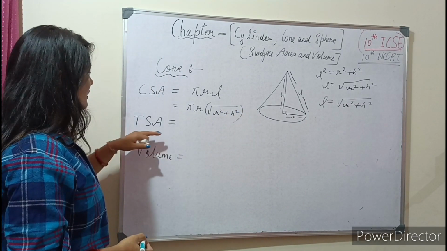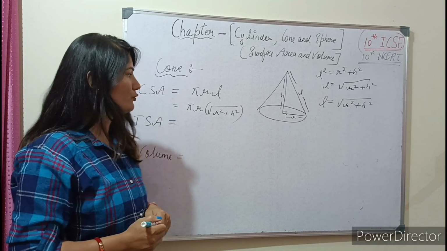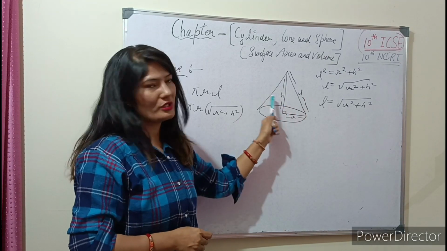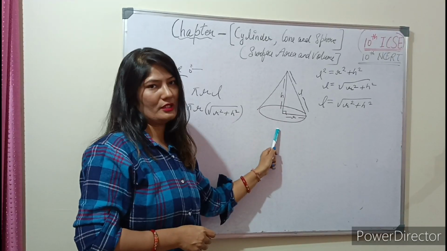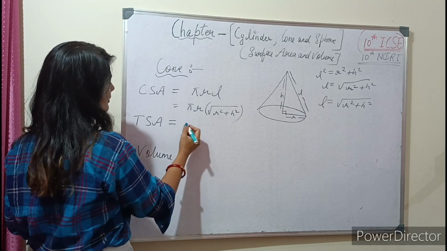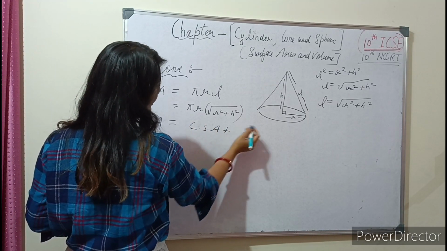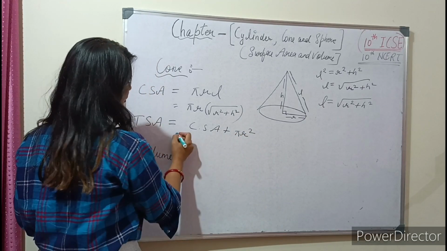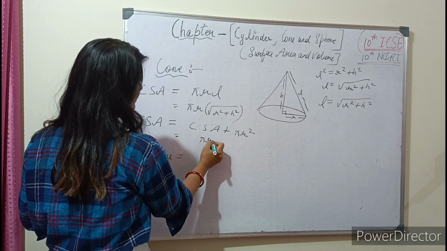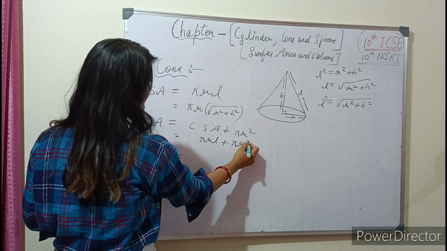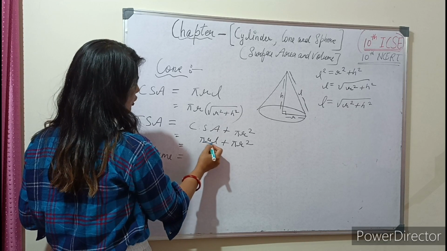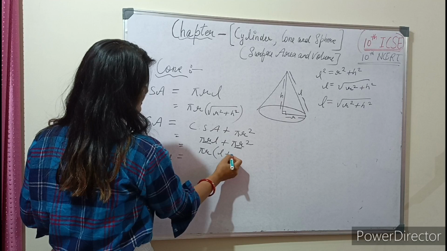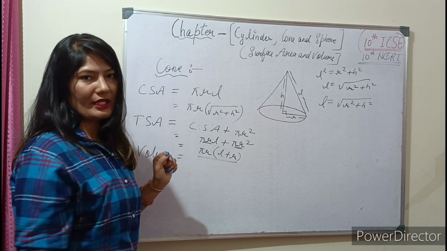That's it. Now the second term, that is TSA. How to find the TSA of a cone? TSA means you have to count this curved portion area including the cross section. So TSA is always CSA plus the area of the cross section, that is πr². So CSA is πrL plus πr². Now you can take the common: πr is common here, so what is left is L plus r. This is your TSA of the cone.